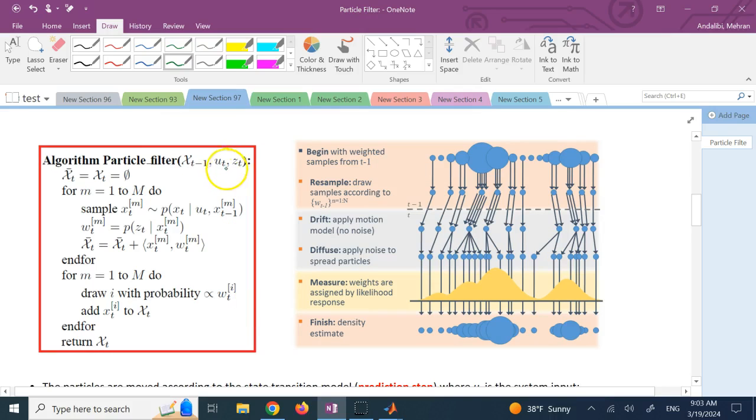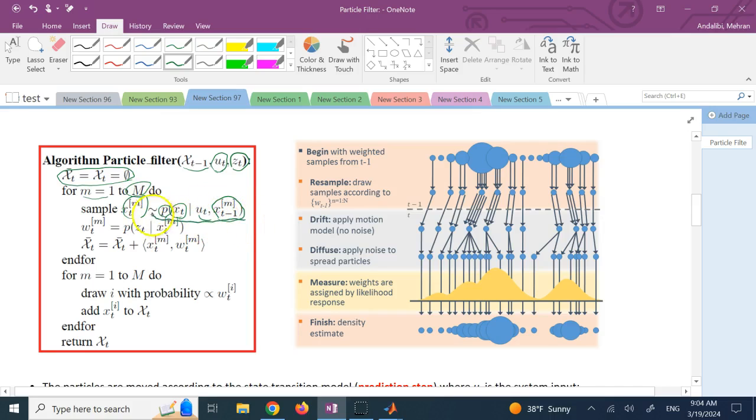But what it says is you have three things. One is the set of particles, one are the commands of the robot, and the observation Z_t. So it says start your particle set with 0, so assume that you don't have any particle. Now for m = 1 to M, which is the number of particles, what do you do? Go ahead and sample your x_t based on the probability of x_t given u_t and x_{t-1}.